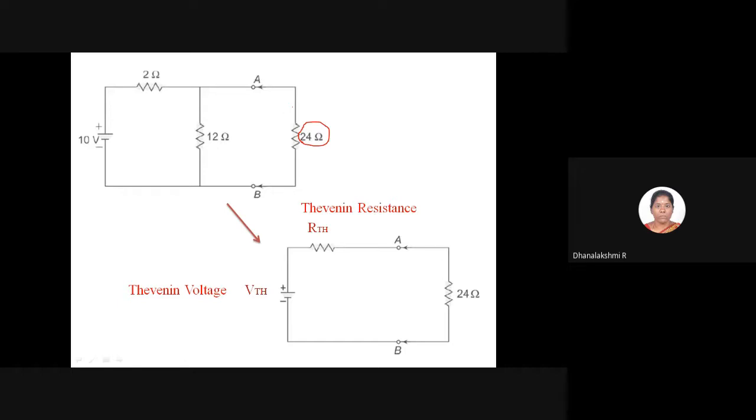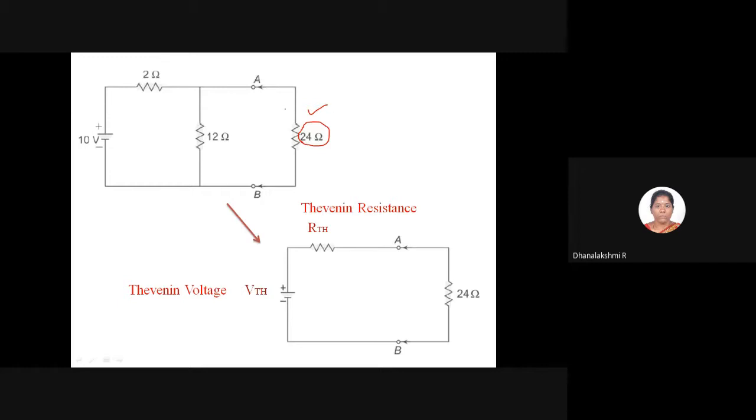Whenever there is a branch where I want to find the current or the voltage, that branch or element I take as the load element. So here the 24 ohm is the load resistance, or this branch is the load branch. To apply Thevenin's theorem, first we have to identify across which branch or element we are going to find the equivalent. Here the 24 ohm is the load resistance.